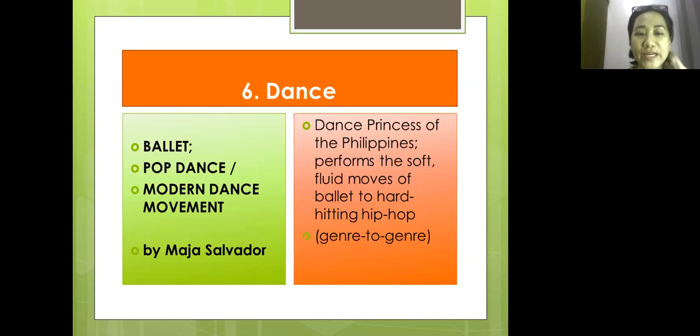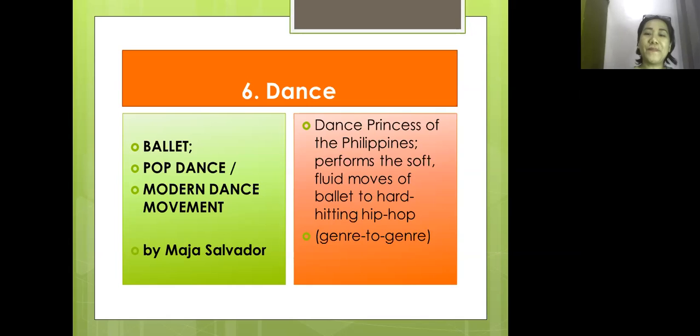And okay, the sixth one is the dance. The dance, usually in your period, has this millennial mentality. So you are very much aware and mindful of the pop arts coming out. And of course, you have the modern dance or pop dance. And of course, you like Maja Salvador, how she dances. Very graceful and very much balanced when she does her thing. And the way she moves is very sweet.